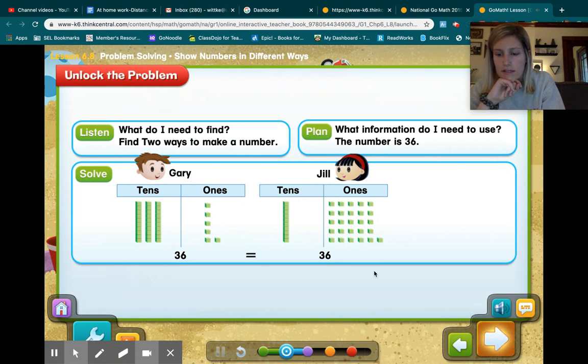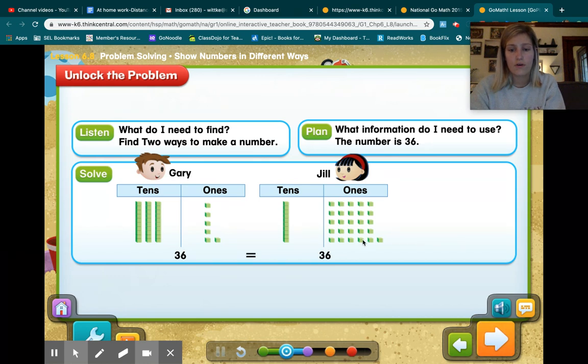Okay, sorry, Mrs. Maris clicked when she shouldn't have. So let's do it, even though I already moved those ones over. Let's do it to make sure. Ready? 10, 11, 12, 13, 14, 15, 16, 17, 18, 19, 20. Make sure you're counting with me. 21, 22, 23, 24, 25, 26, 27, 28, 29, 30, 31, 32, 33, 34, 35, 36. So even though Gary and Jill's stickers look different, they have the same amount.